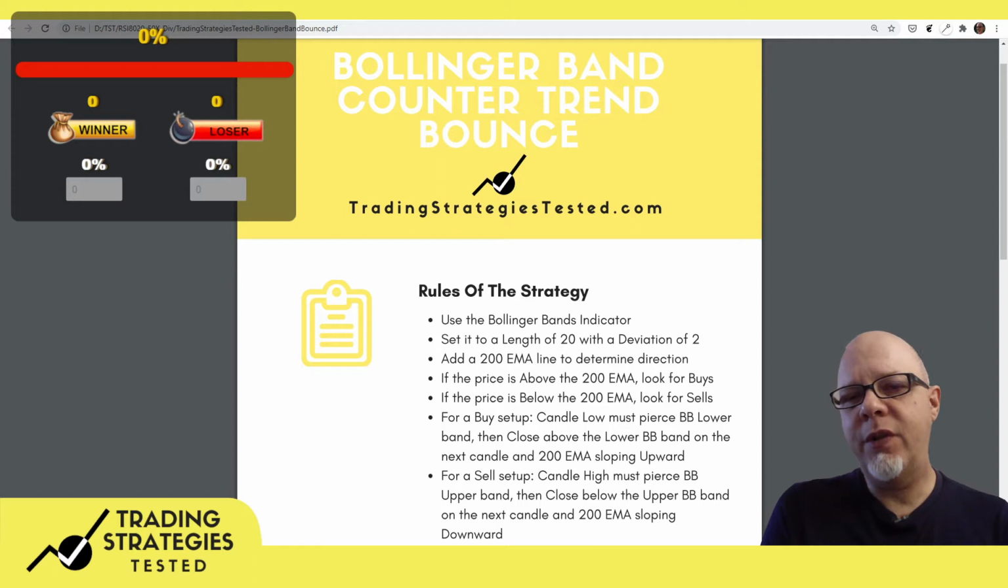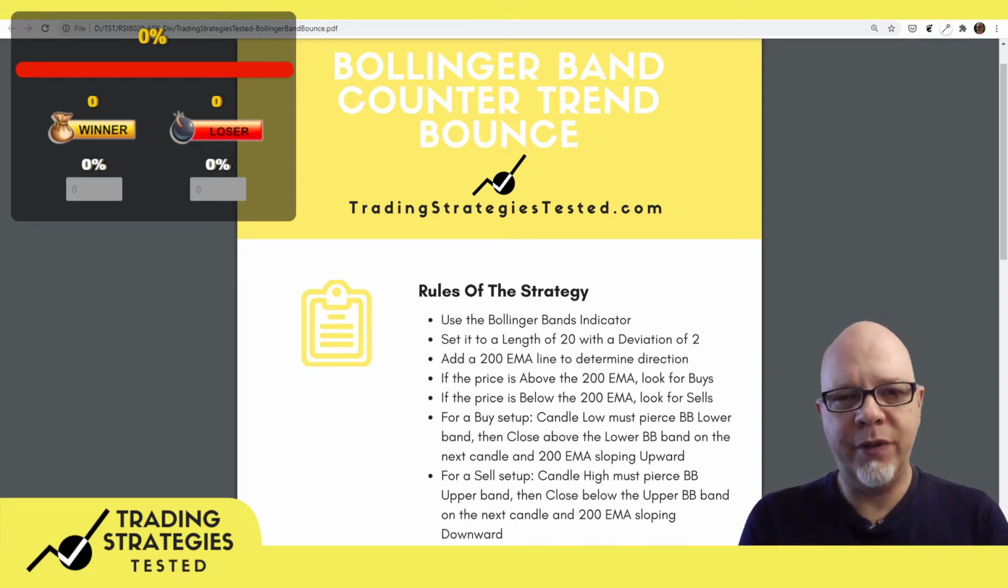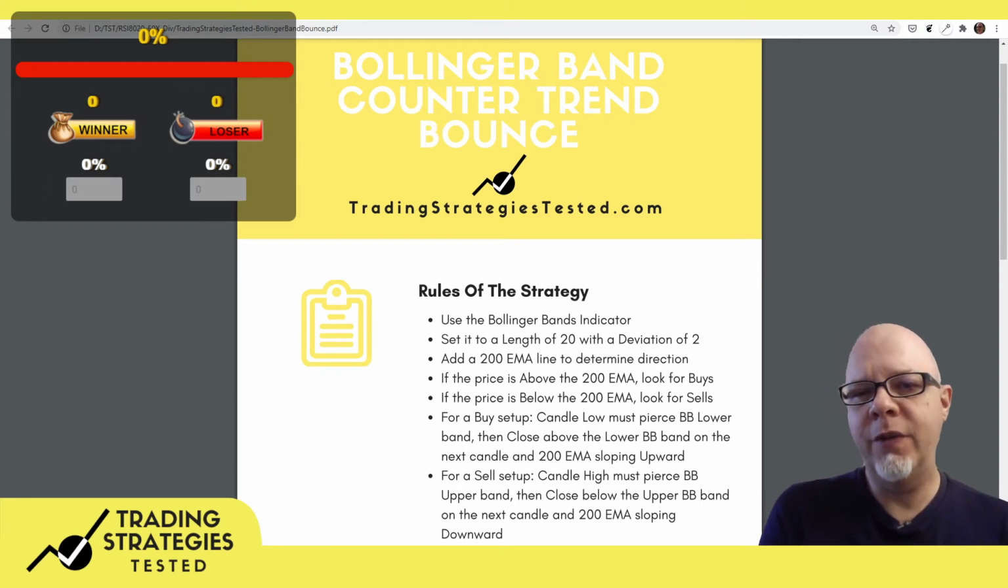So we're going to buy if the price is above the 200 EMA, and we're going to sell when it is below the 200 EMA. For a buy setup specifically, we're going to look for a candle low that pierces the lower part of the Bollinger Band and then closes above that lower band on the next candle while we are in an uptrend.